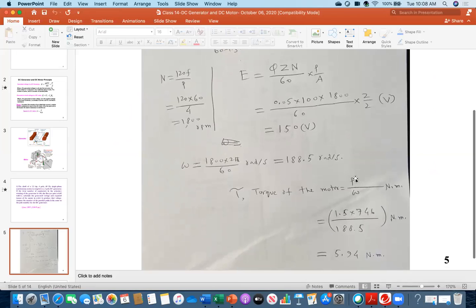So P was 1.5 horsepower, I am converting into watt by multiplying by 746. And then look in the denominator, omega, this is 188.5 radian per second. So you should be getting 5.94 Newton meter, that value of torque. Everybody, please use your calculator, then it will be a good practice for you.